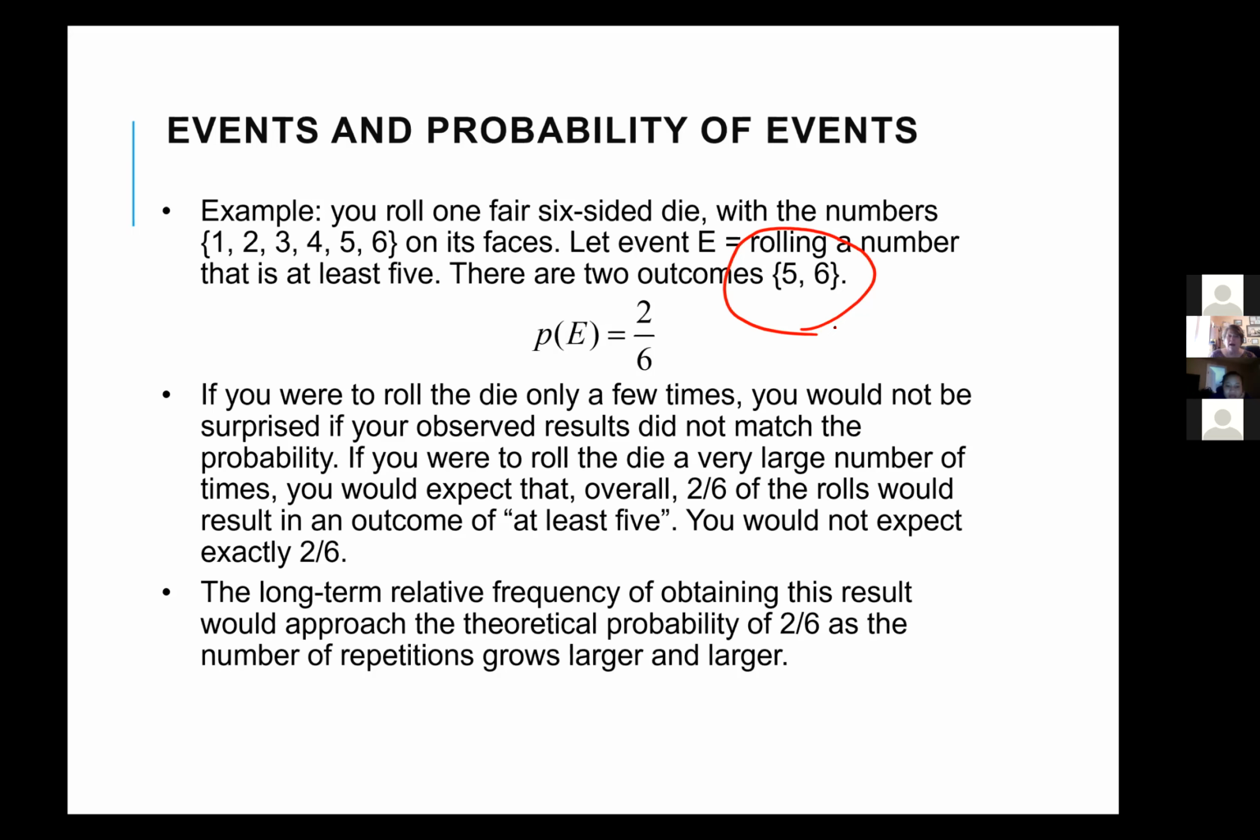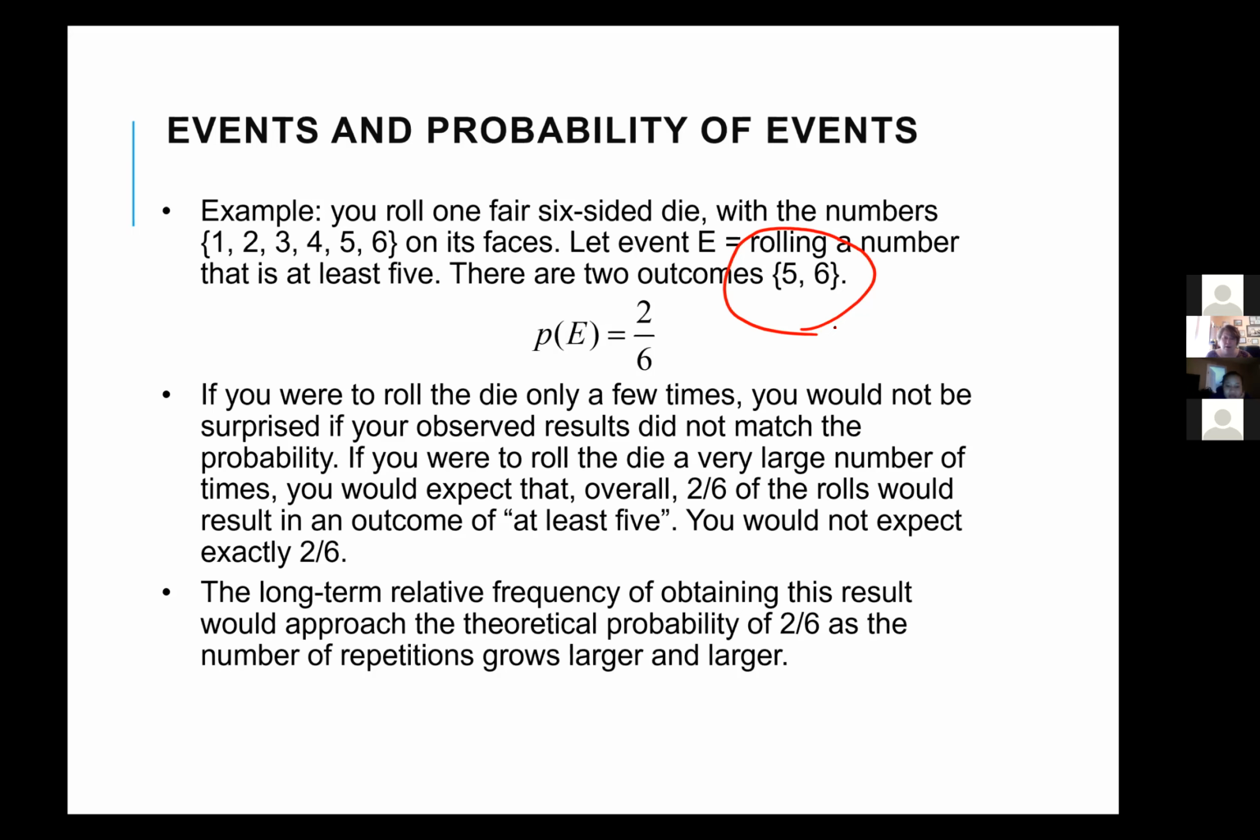Now, if you rolled a die only a few times, I mean, have you played Yahtzee? You wouldn't expect exactly 1/3 of the time to get a 5 or a 6. However, if you rolled this die a significant number of times, you would expect the probability of getting a 5 or a 6 to approach 2/6 or 1/3. The long-term relative frequency of obtaining this result would approach the theoretical probability of 2/6.